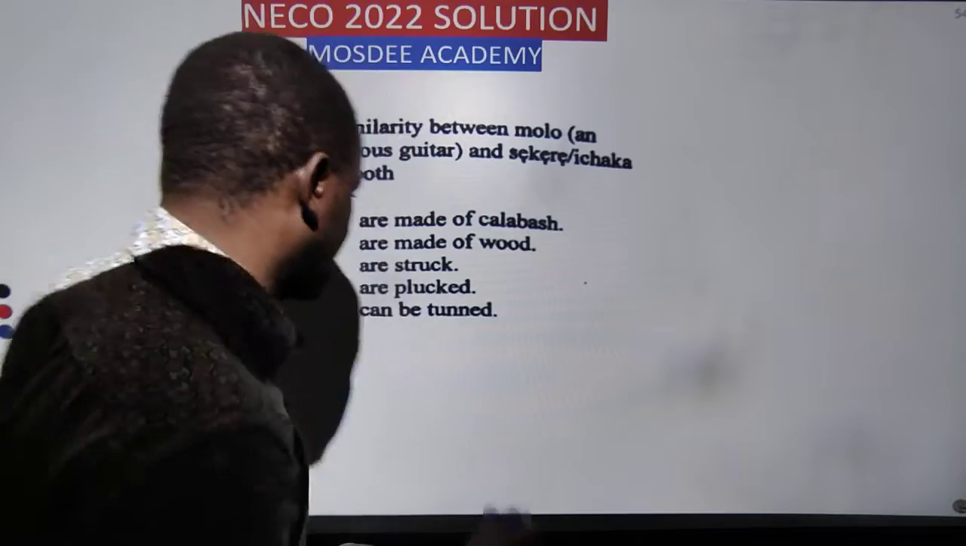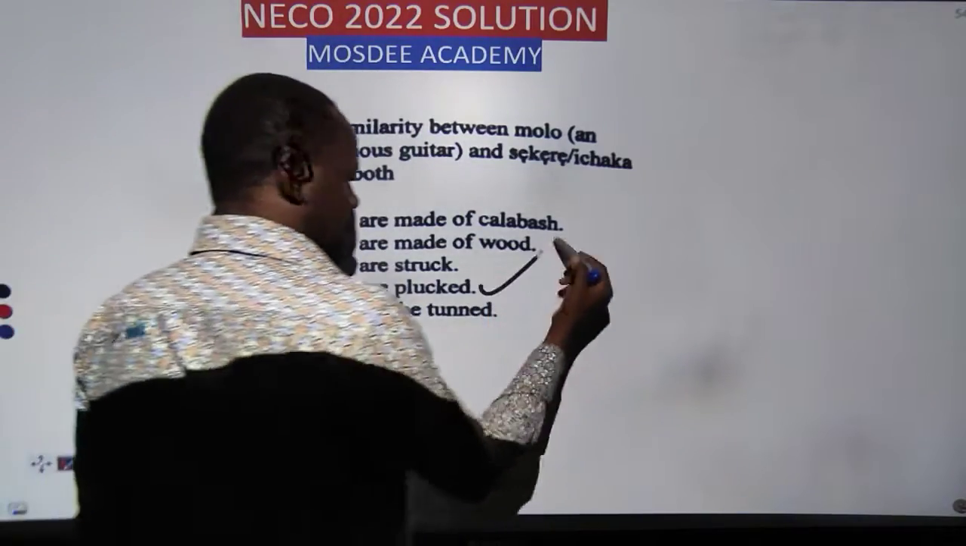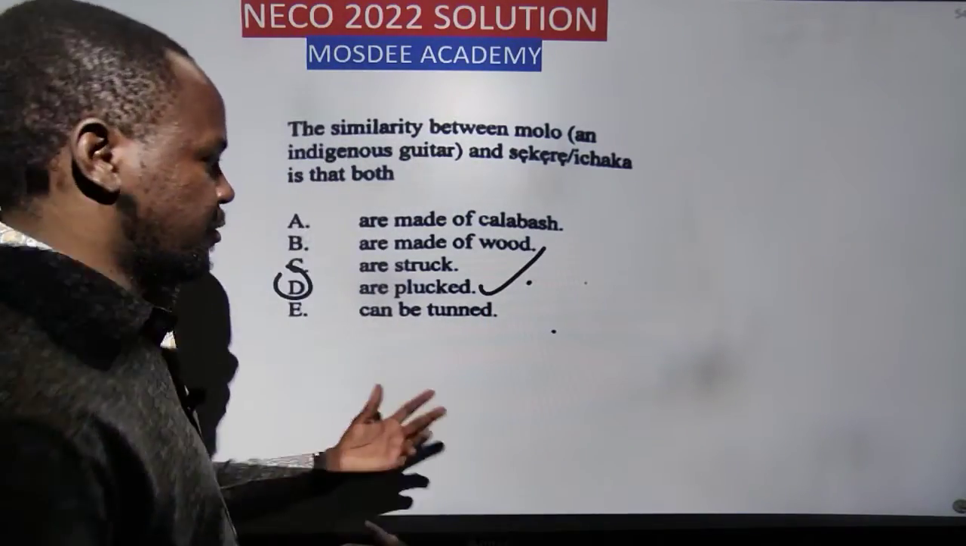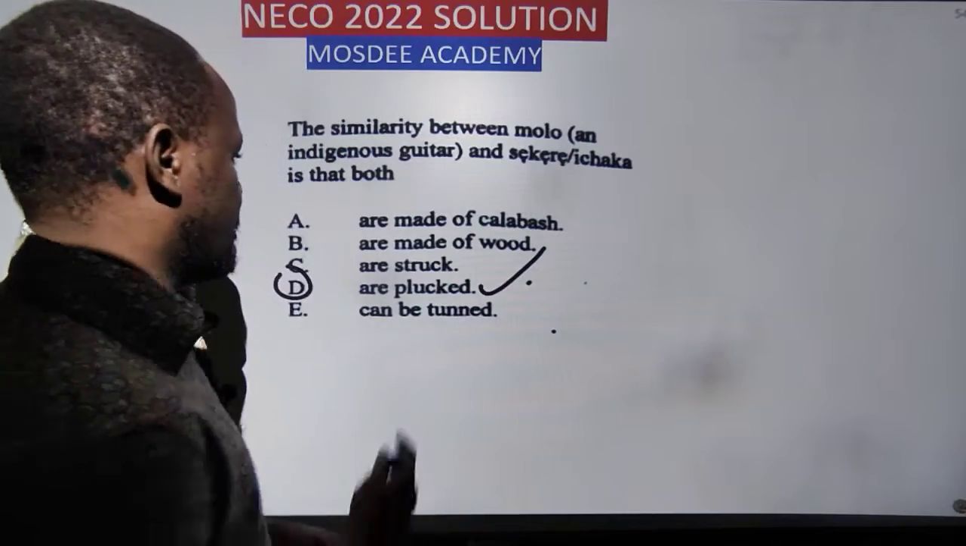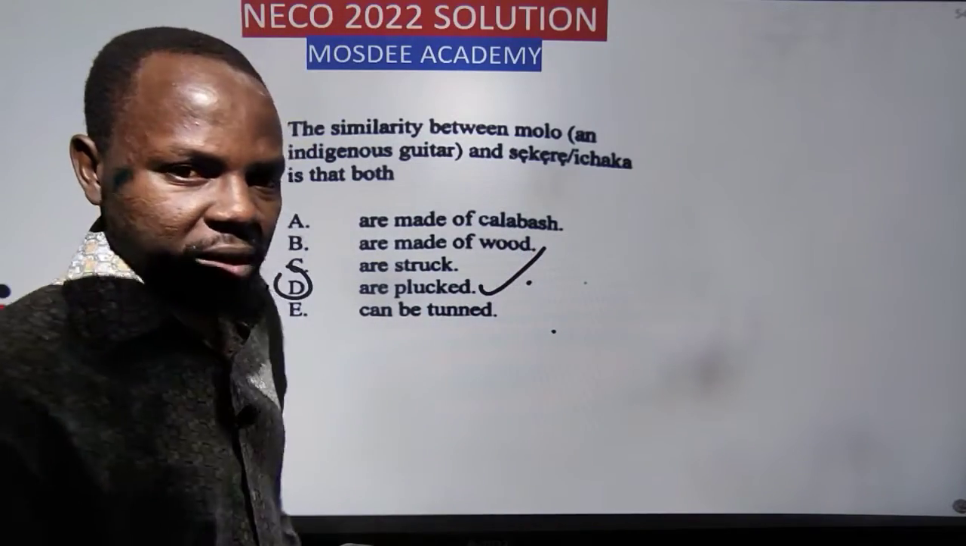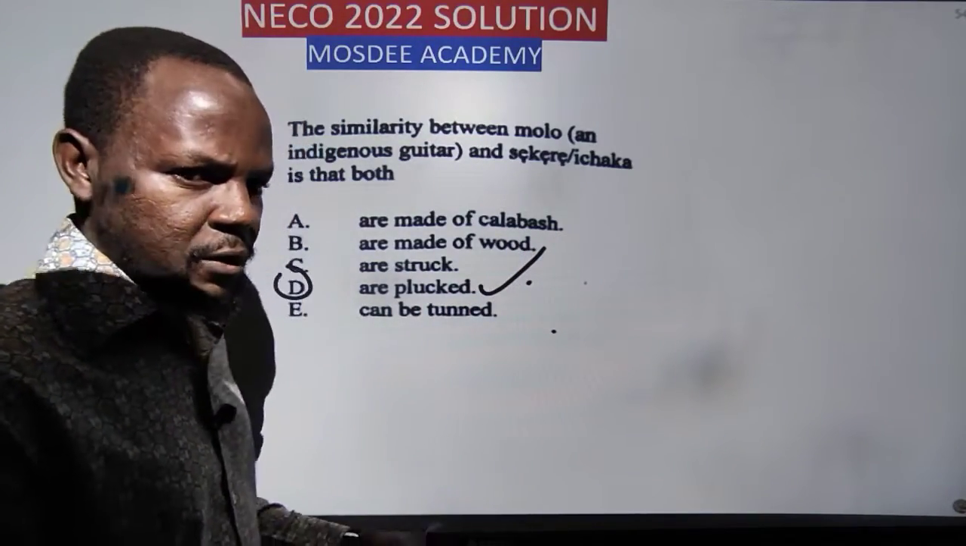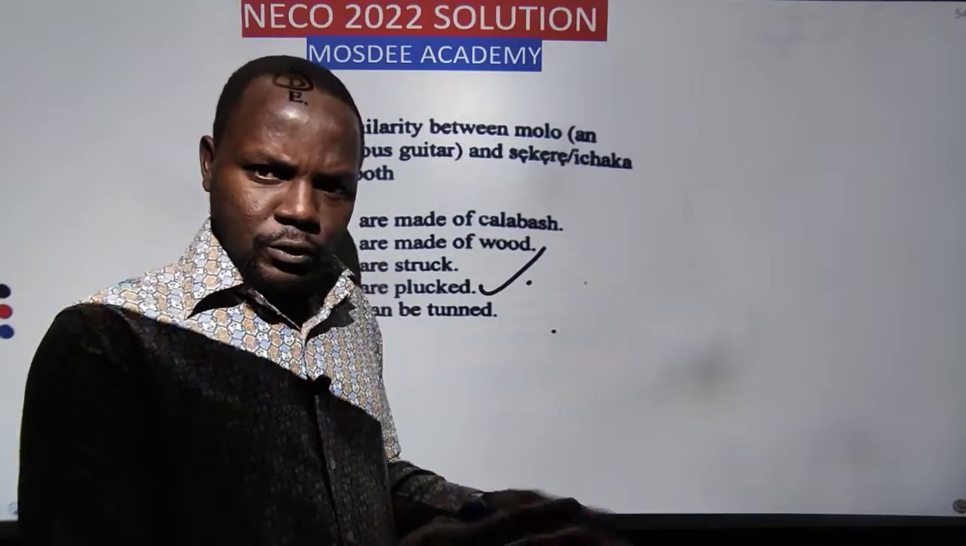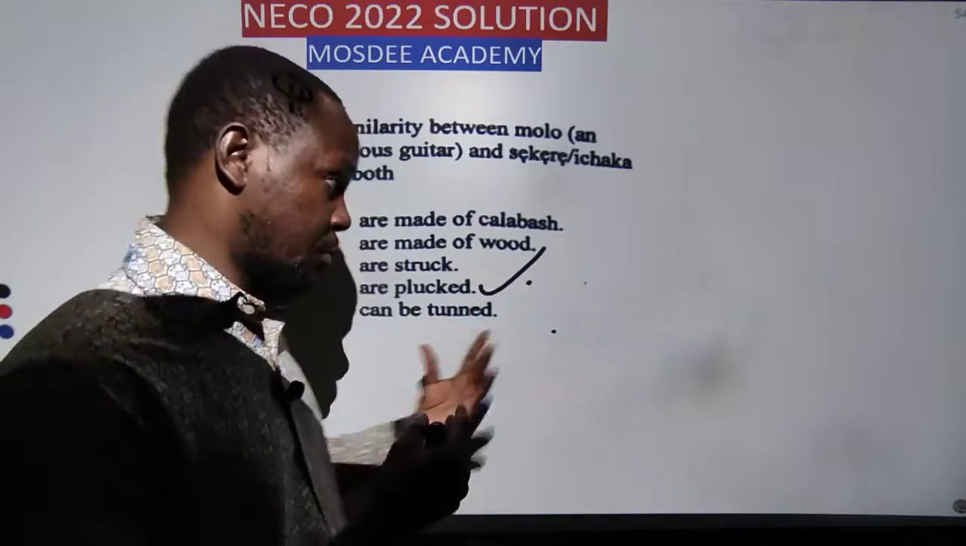I think that would be the right answer. But this is the kind of question where you can drop your idea. I don't know if it is right, but I think that should be it. Because I don't think anything made of calabash can be plucked. They can be plucked means they can produce sound. I'm using the knowledge of physics. So that would be the right answer.